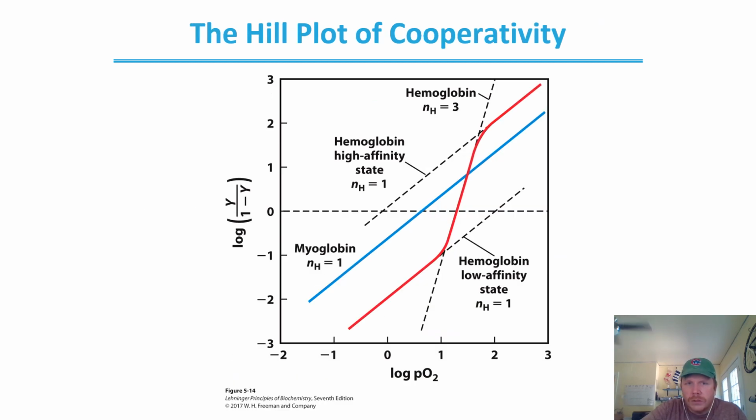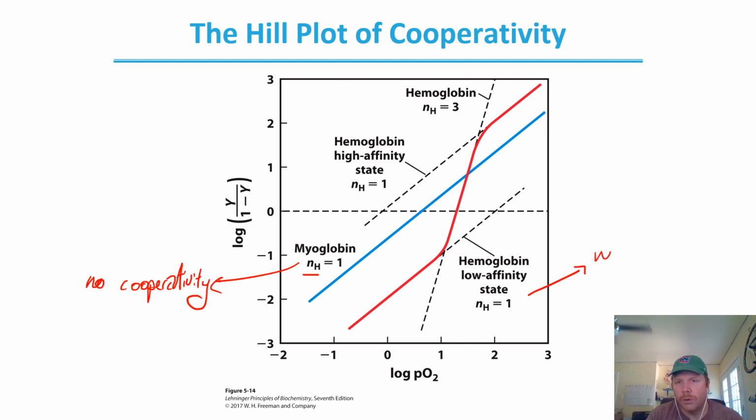Now, what this actually looks like is right here. So what we have is a couple of different things to look at. We have myoglobin. Our n sub h, or our n, is 1. So what does that mean? No cooperativity. Now, hemoglobin, and we'll get into this a little bit later, has a couple of different states that it exists in. It has its low affinity hemoglobin, where n is equal to 1. Again, no cooperativity.